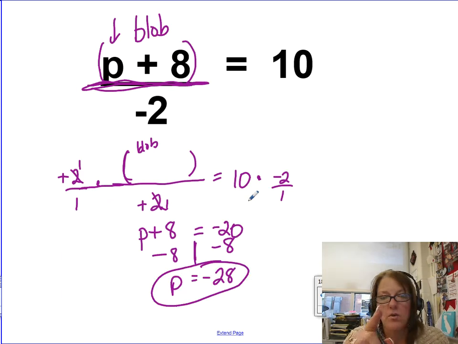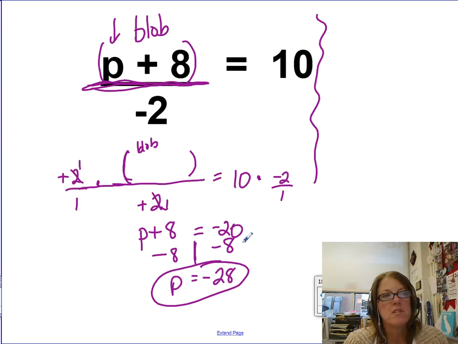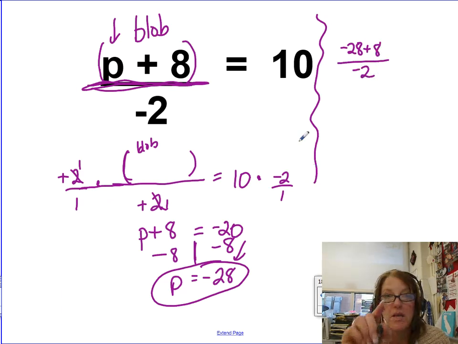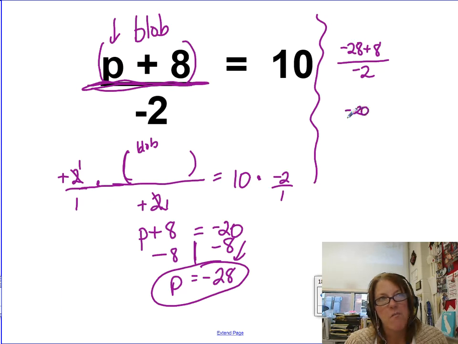equals -28. Now hold your horses, because I know you're just in such a mood to get done. This is the value, -28. You need to go back and substitute it here in the original equation, p plus 8. So -28 plus 8 divided by -2. I had better end up with a +10. Let's see what happens. Both of these added together give me a -20. And when I divide by -2, I get +10. Boom, boom! You're done. Okay?